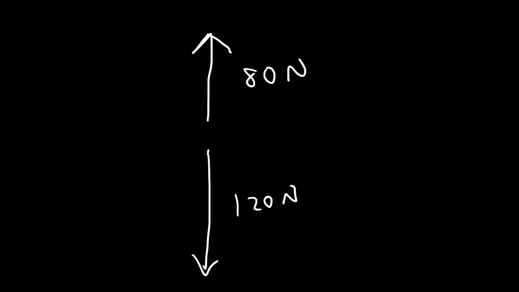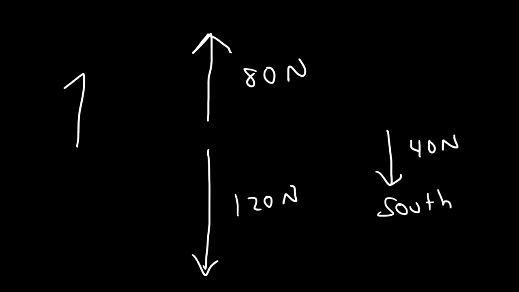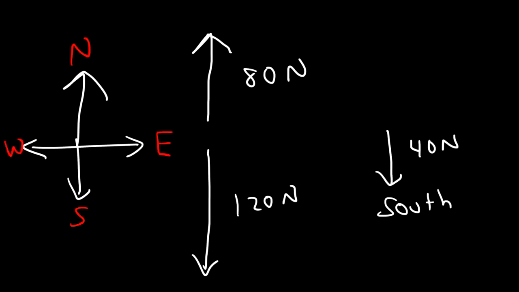Now, what if we have a force that's 80 newtons directed north and another one that's 120 directed south? So 120 minus 80 is 40. So the net force is going to be 40 directed south. And if you recall, this is north, south, east, west.